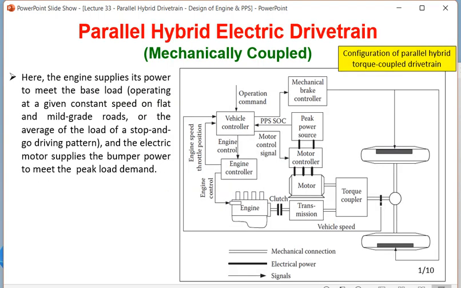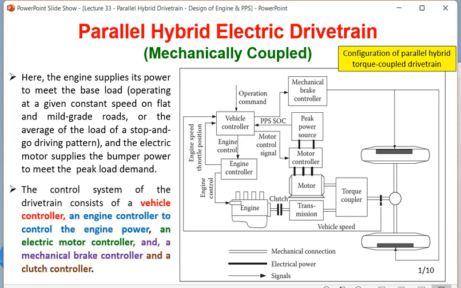We have seen this diagram many times. This is the configuration of a parallel hybrid torque-coupled drivetrain. We know there are three inputs coming from the driver: acceleration, brake and direction. This is the standard operation command, and it goes to the vehicle controller. There are mainly two devices producing energy. One is the engine, which is driven by petrol, gasoline or diesel. The second one is the peak power source, which is a battery.